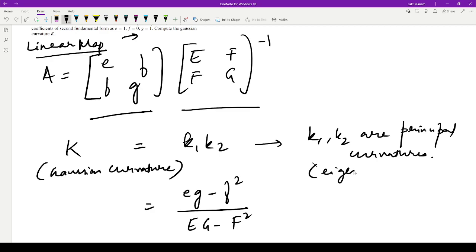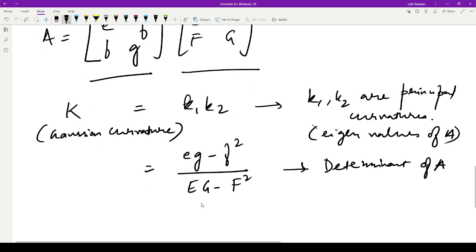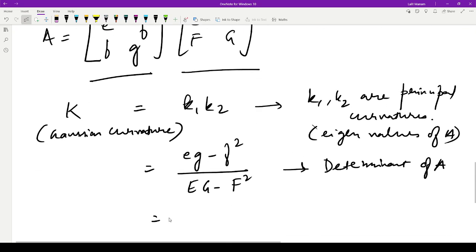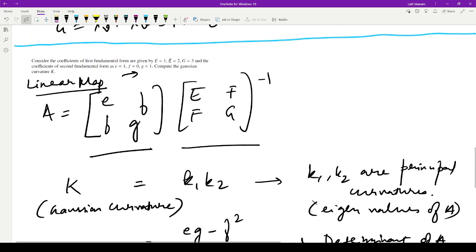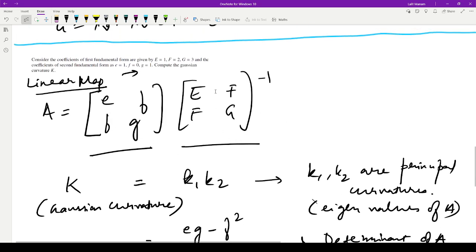These are the eigenvalues of A, which is just the determinant of A. So since you have the values, you can just place them out here. E is 1, G is 1, F is 0. So it will be 1 minus 0 on top. And then the second is E 1, F 2, G 3. So this is 3 minus 2 squared, which is 4. It is minus 1. Okay. Is this question clear?